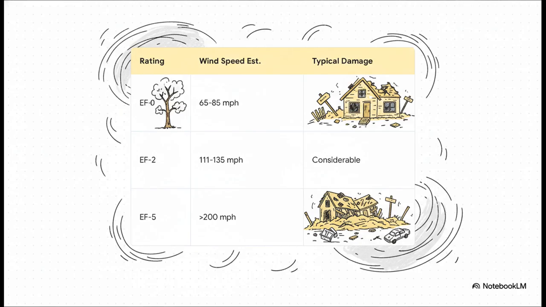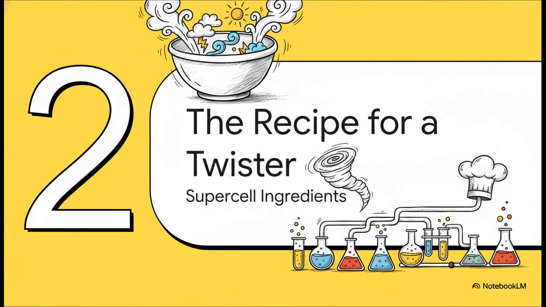So, an EF0 is the weakest. We're talking maybe some broken tree branches. But then you go all the way up to an EF5. We're talking wind speeds over 200 miles per hour. The scale literally calls the damage incredible, and they mean it. That's when you see buildings just wiped clean off their foundations. It's total devastation. Okay, so how in the world does something this powerful even get started?